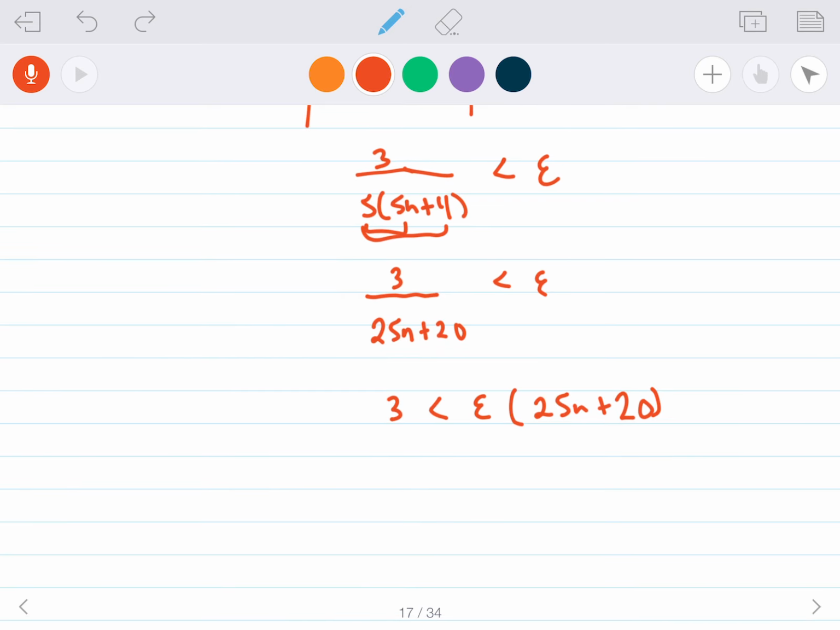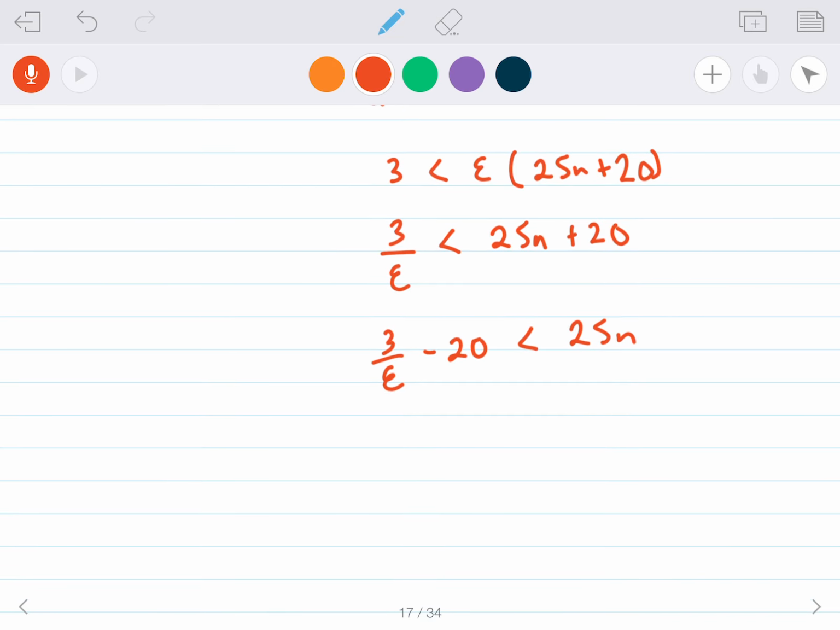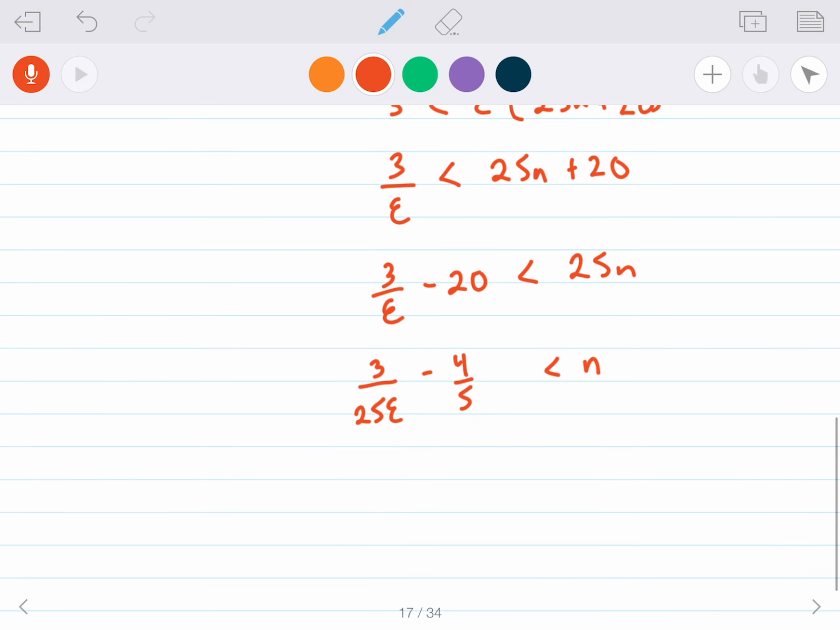Okay. All right, so now I want little n greater than something, so I'm going to move my epsilon by dividing both sides by epsilon. Then I'm going to subtract 20 from both sides. And finally, I'm going to divide everybody by 25 to get little n is bigger than something. That's what I wanted. And 20 over 25 is 4 over 5, so I'm going to just write that like that. All right, now I know what my capital N is going to be.